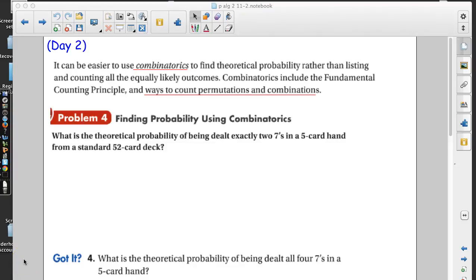It's easier to use combinatorics to find theoretical probability rather than listing and counting all the equally likely outcomes. Combinatorics include the fundamental counting principle and ways to count permutations and combinations.